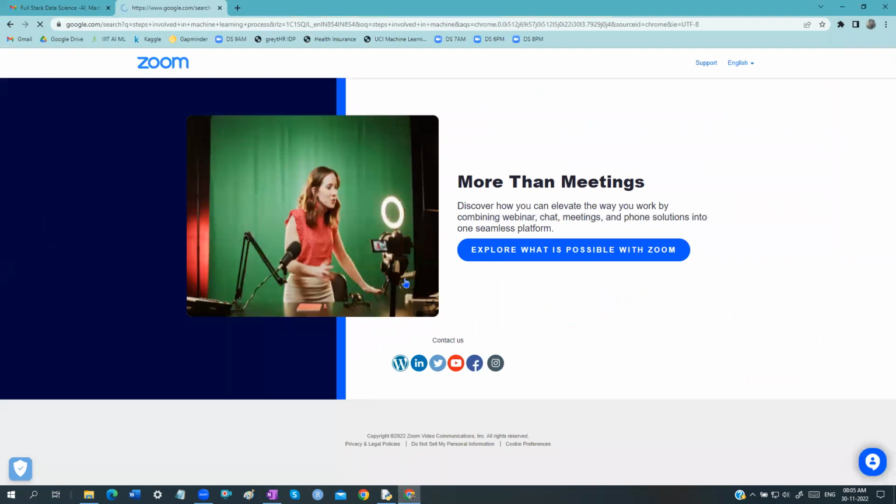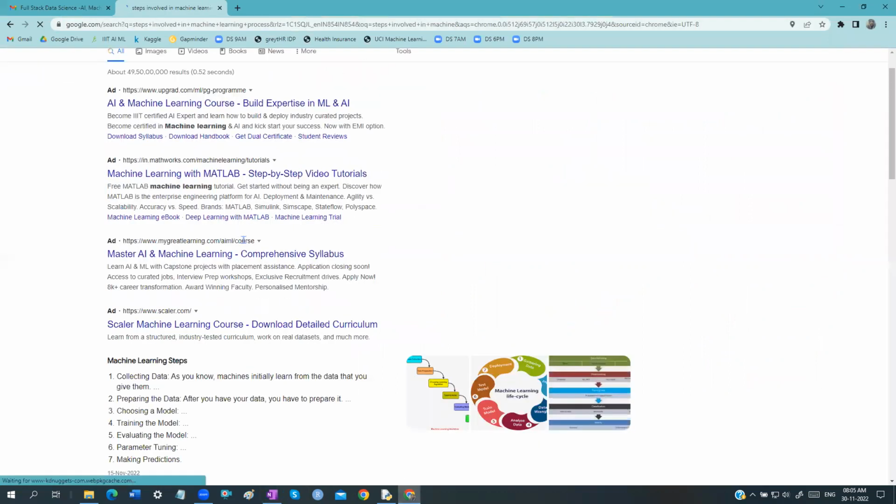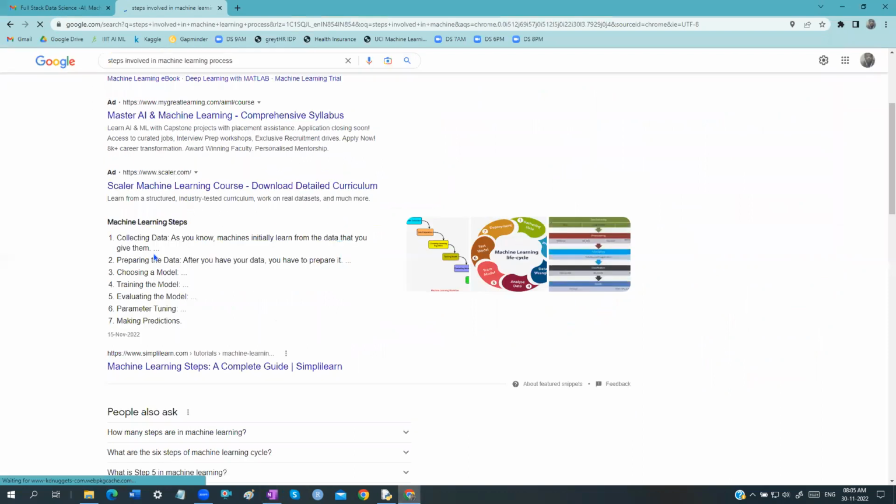If you see the process, guys, observe carefully. Collecting the data: as you know, machines initially learn from the data you give them. Preparation of the data, guys. Preparation of the data means data analytics and data cleansing; all of these come under pre-processing. Some kind of data preparation we have to do.